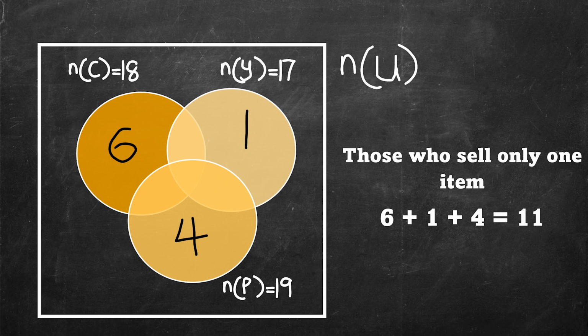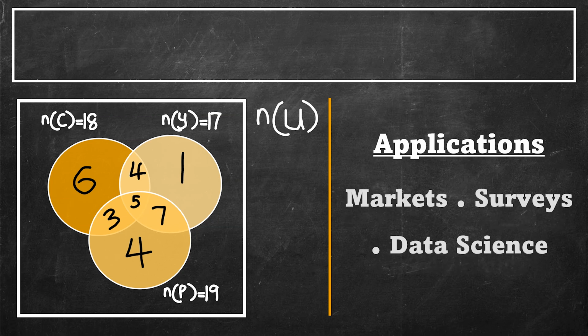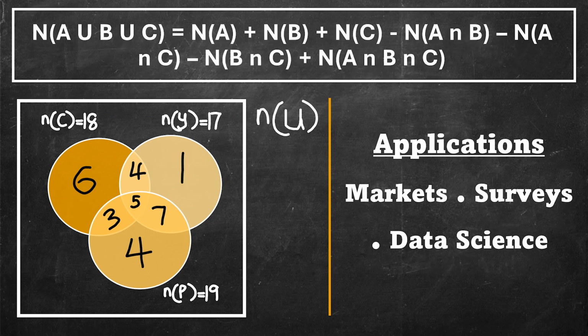So, that's how we solve a three-set problem using a Venn diagram. We found the total number of women and those selling only one foodstuff. Three-set problems like this appear in markets, surveys, and even data science.